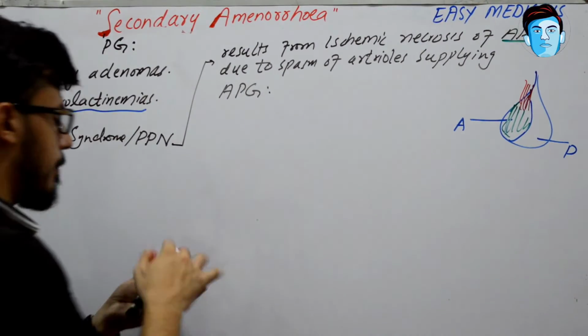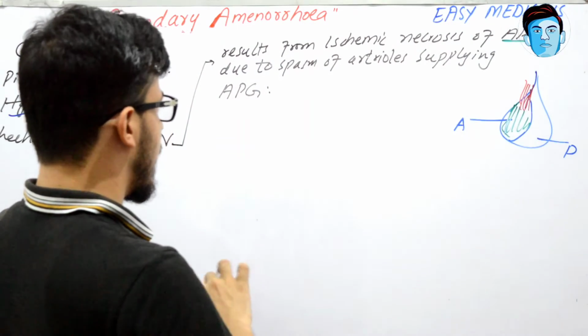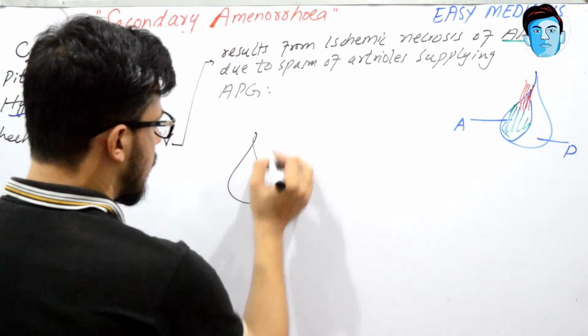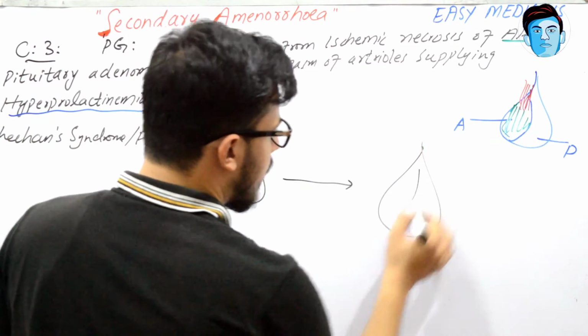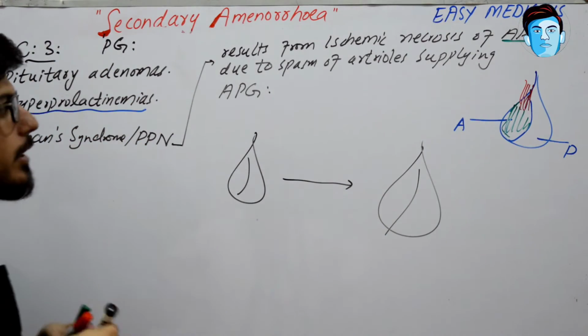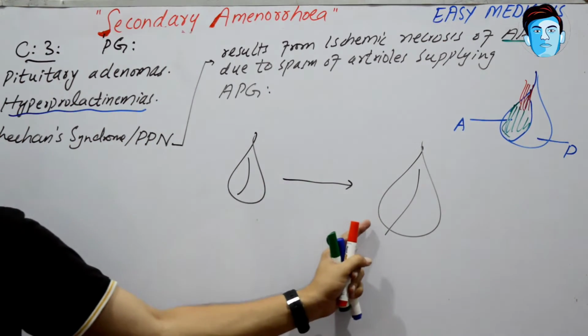Let's suppose this is the normal size of the pituitary gland. In pregnancy the size of the pituitary gland increases, but the blood supply remains the same in that condition.